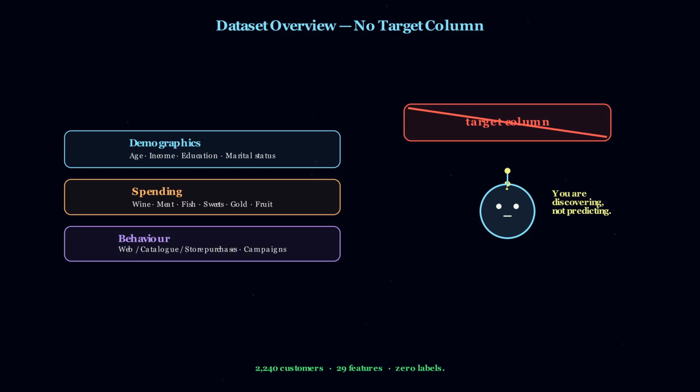You are discovering. Key feature groups: demographics, age, income, education, marital status. Spending features, amount spent on wine, meat, fish, sweets, gold, and fruit in the last 2 years. Behavior features, number of web purchases, catalog purchases, store purchases, and campaign responses. First step, df.info and df.describe. Know your shapes and distributions before touching anything.